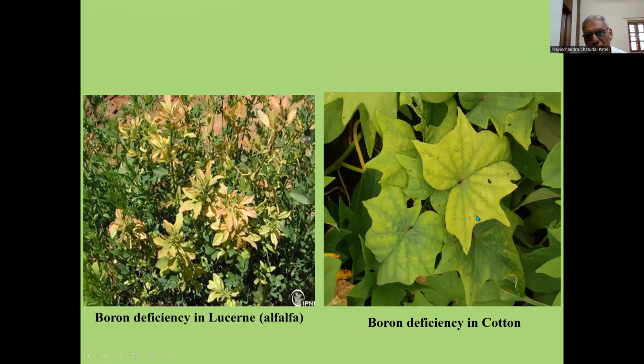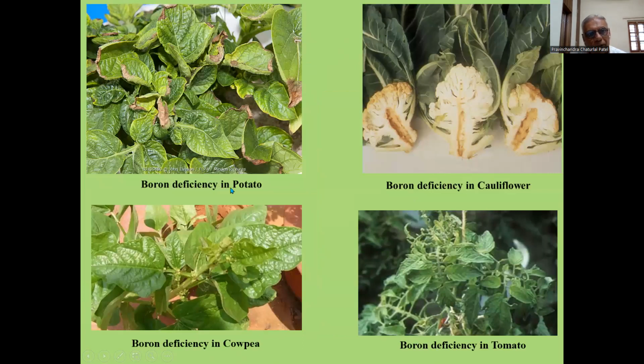Then boron deficiency in cotton, where yield declines 15 to 20%. Then boron deficiency in potato. Then boron deficiency in cauliflower, also known as whiptail. Next slide. Then boron deficiency in cowpea. You can see here the typical deficiency of boron in cowpea. Then boron deficiency in tomato crop.